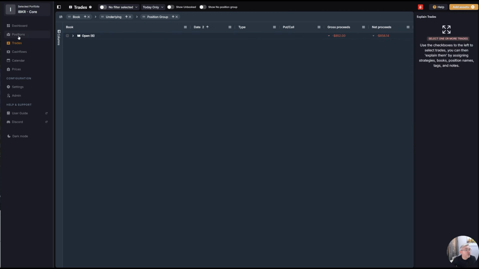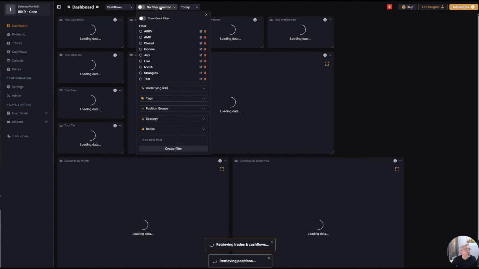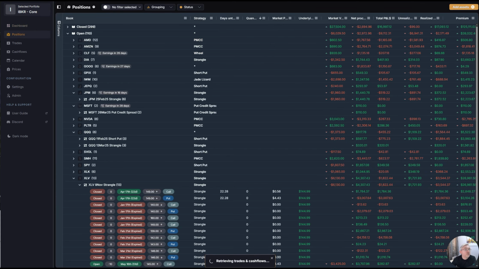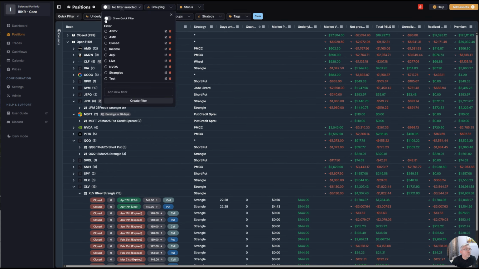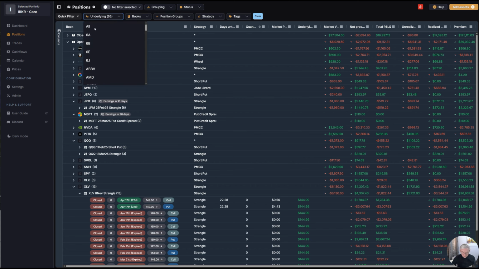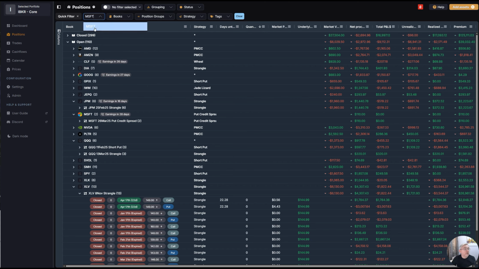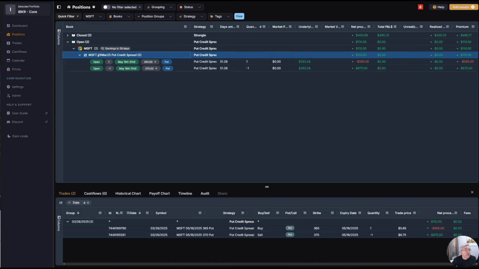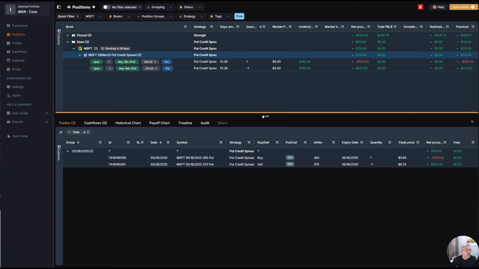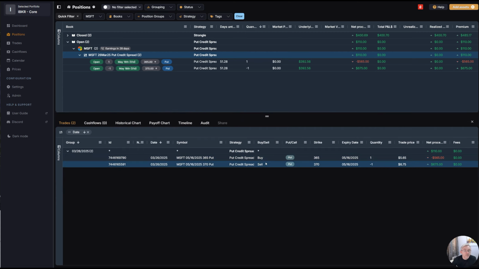Now if we go over to the positions page, actually I don't want the dashboard, I want the positions. Okay, so we'll filter just for that Microsoft trade. You can see it here. If we double click, we can see the two trades we made today. We sold them for $1.10, so we got $110 in credit.